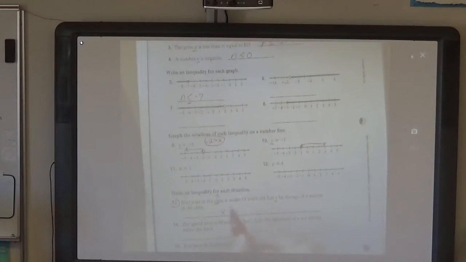It says everyone in the class is under 13 years old. So is there anyone 13 years old? No, in this situation. Congratulations. But is there anyone in this situation that is 13? No. Everyone is less than 13 years. Okay.